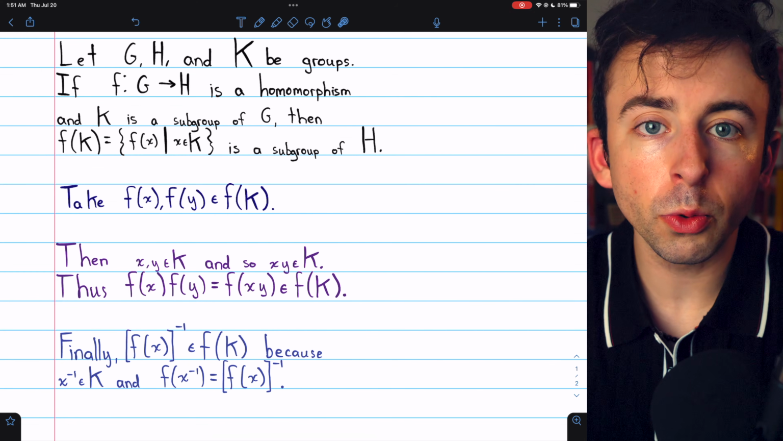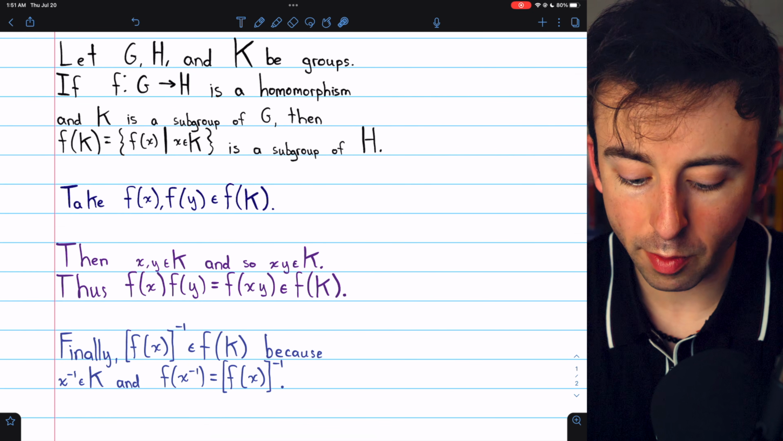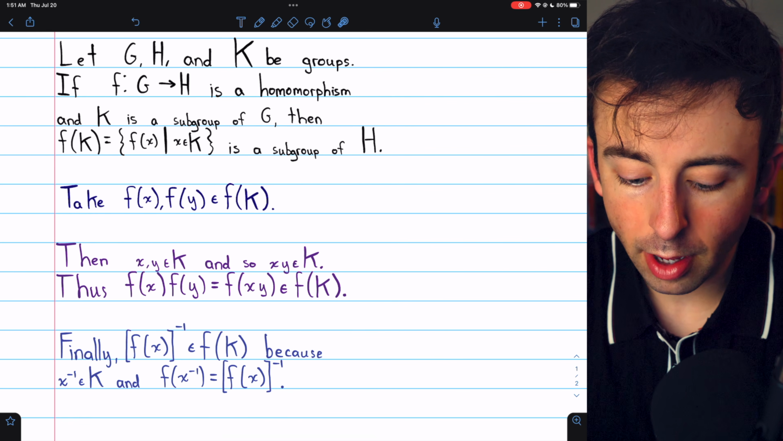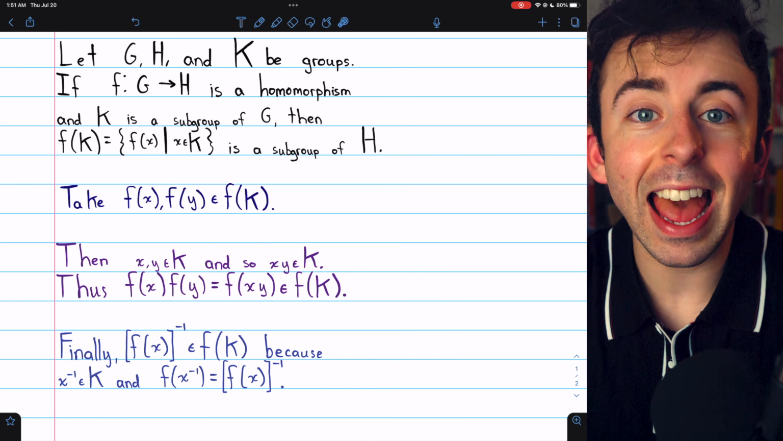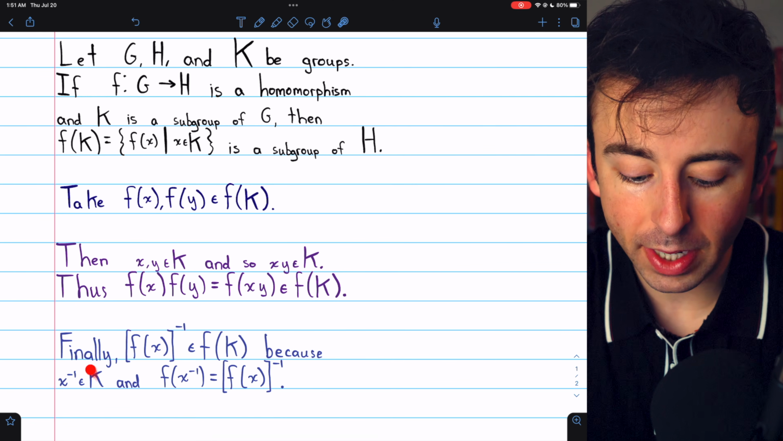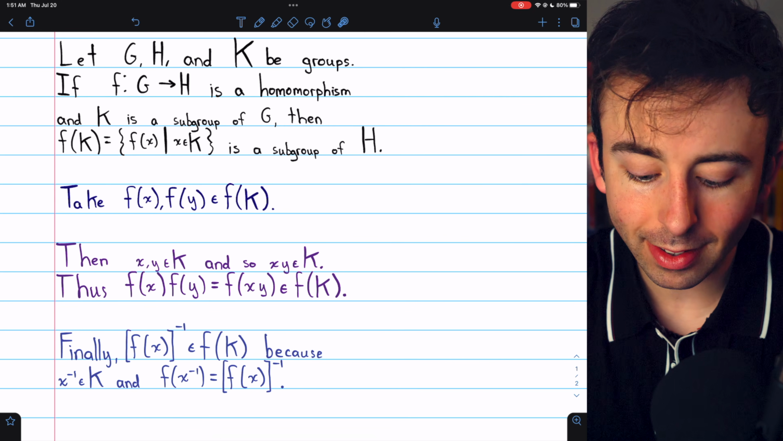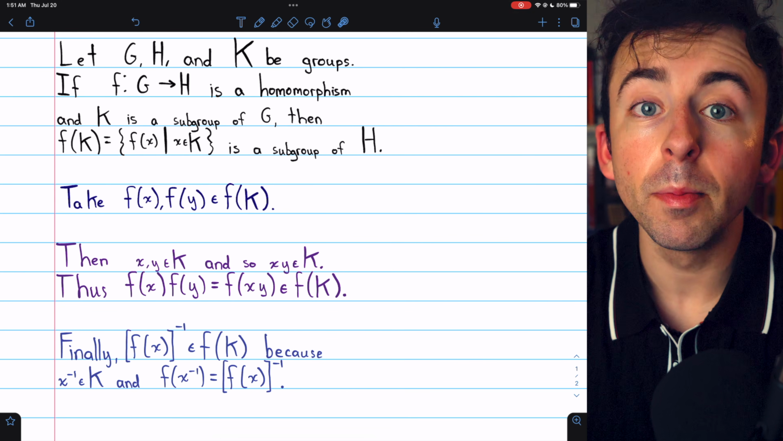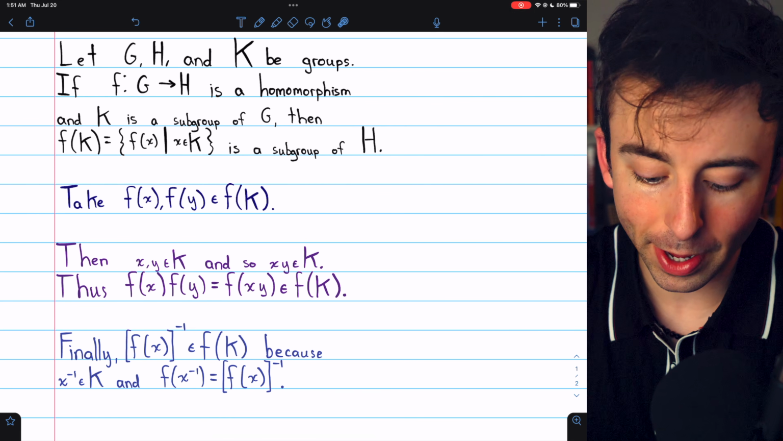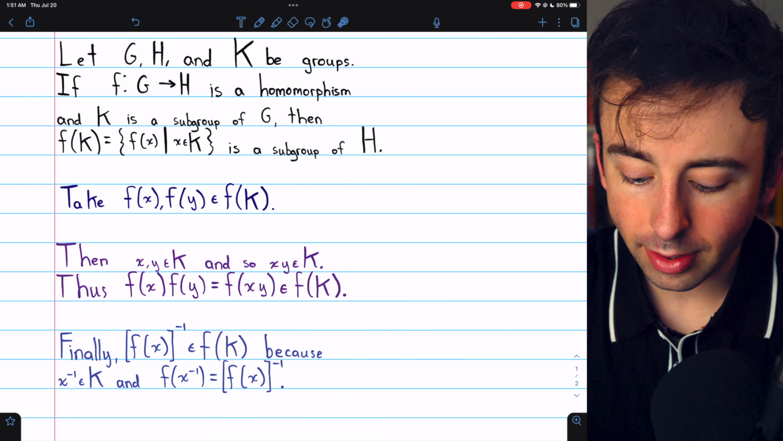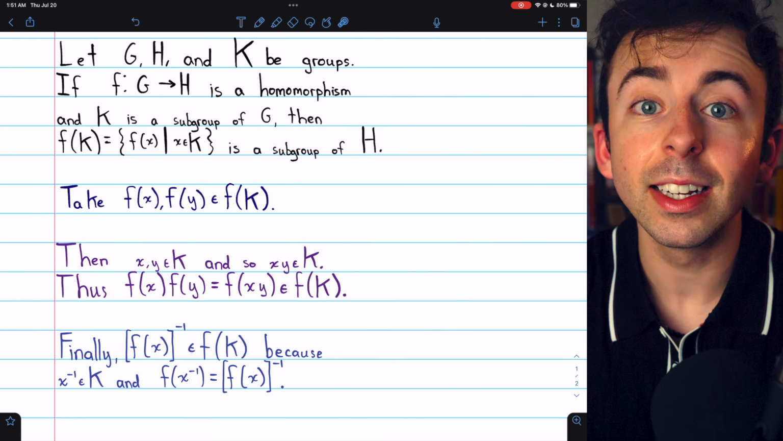Now that we know it's closed with respect to products, we need only show that it's closed with respect to inverses, which is straightforward. We know that the inverse of any element f(x) is also in the range f(K) because x inverse has to be an element of K. Again, K is a subgroup, so x being in K implies that x inverse is in K. But then, it's a basic property of homomorphisms, link in the description to the lesson where we prove it, that f(x inverse) is the inverse of f(x). Homomorphisms map inverses to inverses.